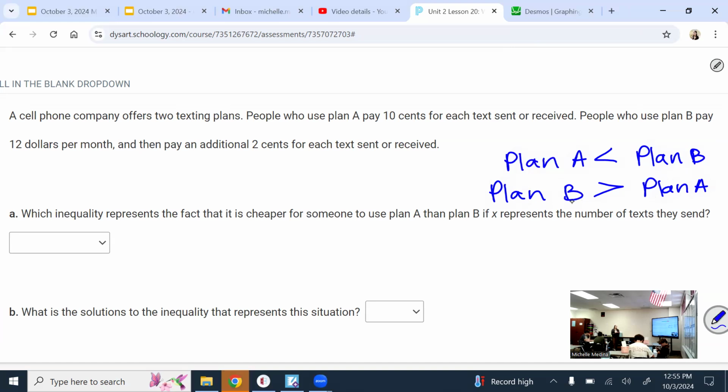I imagine they probably did expressions for each instead of just plan A and plan B. So let's see. So they're starting with 0.1x. Does that better represent plan A or plan B? Reread it if you need to. So does the 0.1x represent plan A or plan B?